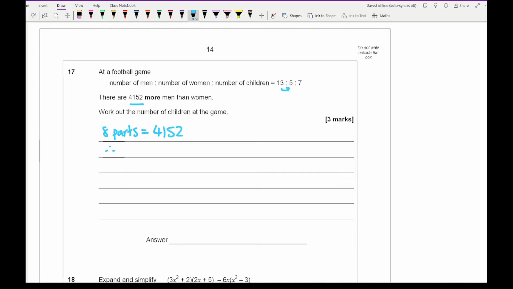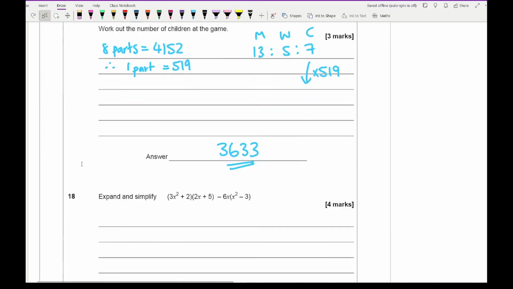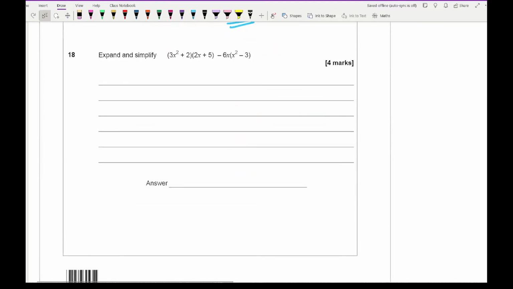So if I then work out what one part is by dividing by 8, I get that one part is going to equal 519. Then to work out the number of children, so here we've got 13 to 5 to 7, men, women, children. So all I need to do is then multiply that by 519, and that gives me an answer of 3633.